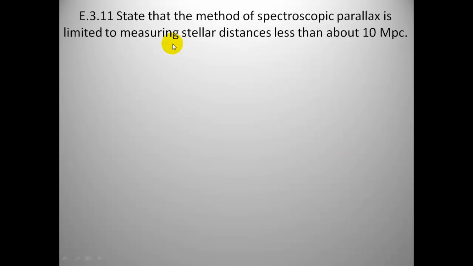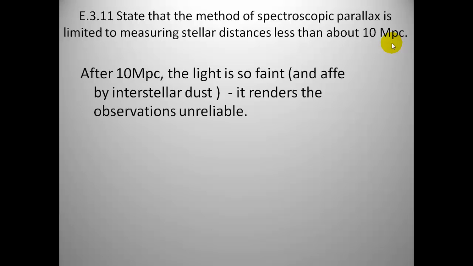The problem with spectroscopic parallax is that it's limited to measuring stellar distances less than 10 megaparsecs. This is a long way, 10 million parsecs. The other method we looked at was stellar parallax, and that's only good for 100 light years. After 10 megaparsecs, the light is so faint and it's so affected by interstellar dust that the spectrum is not very reliable.